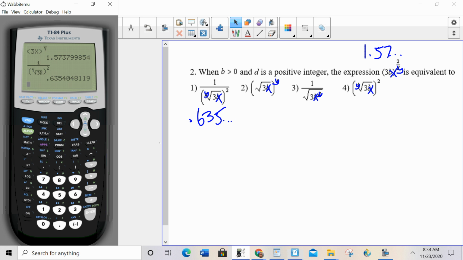So I'm going to move on to choice 2. That's a regular radical. I still have to put the parentheses there, so I don't have to go into my math menu for a regular radical.